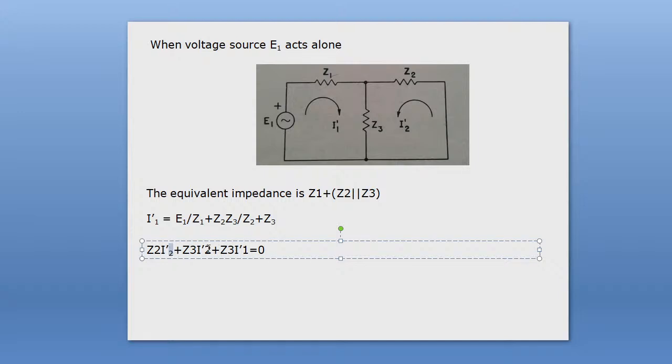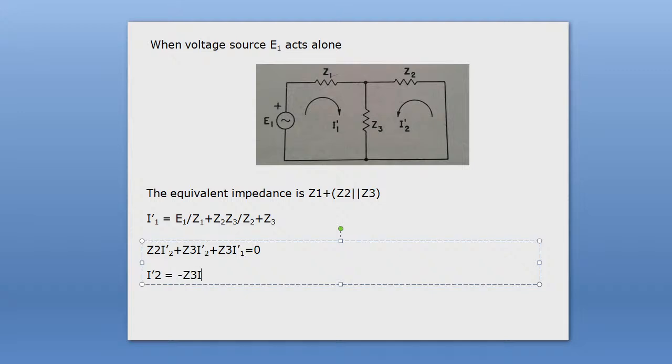the expression of I2 prime. You know the expression of I1. From that expression we can write I2 will be equal to minus Z3 I1 divided by Z2 plus Z3. Okay. If anyone has any doubt regarding this expression, please let me know.